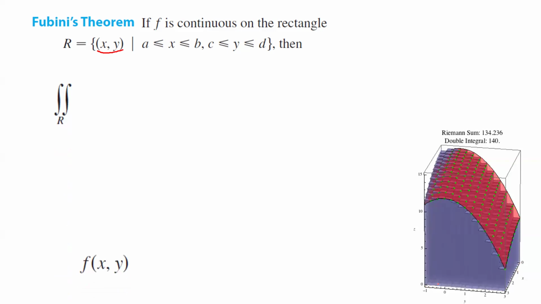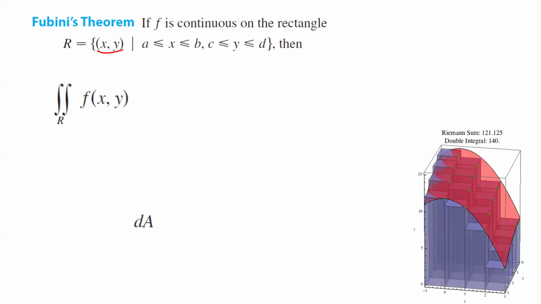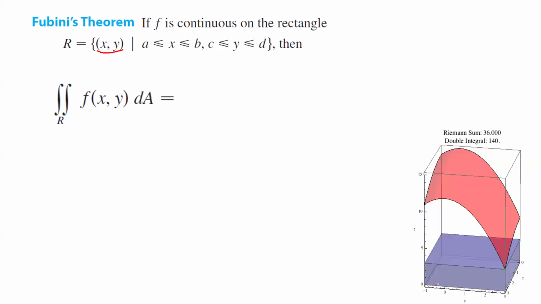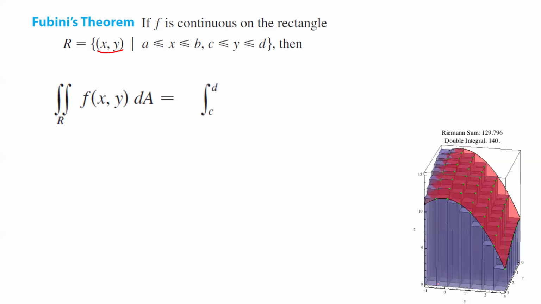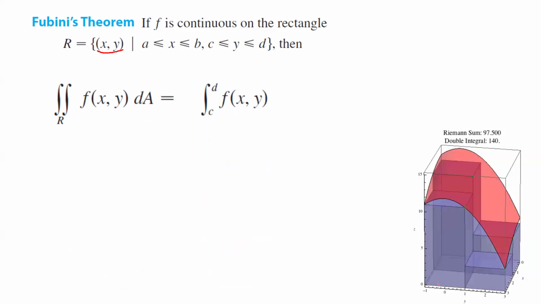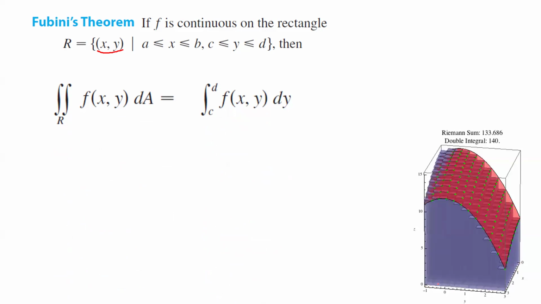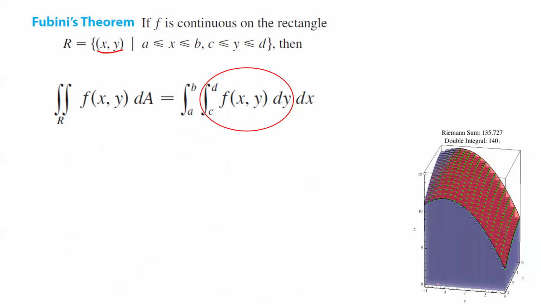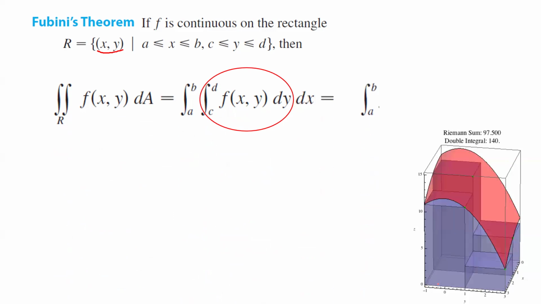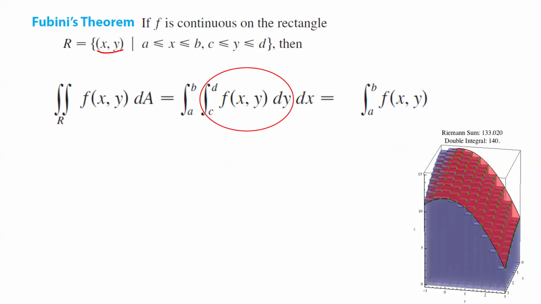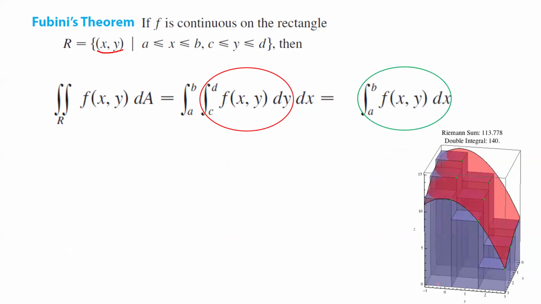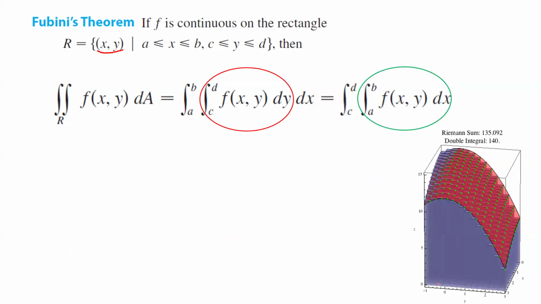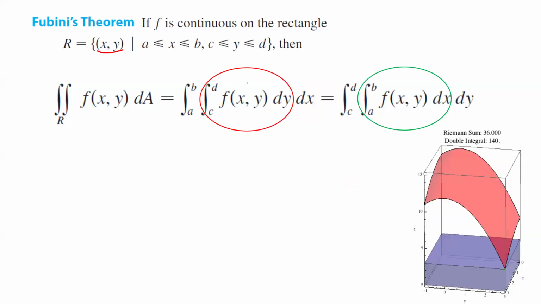the double integral of the function f of x and y is nothing but you can find the definite integral of the function with respect to y first, then take the integral with respect to x, or you can take the integral with respect to x first, then take the integral with respect to y. Just be careful about the boundaries here.